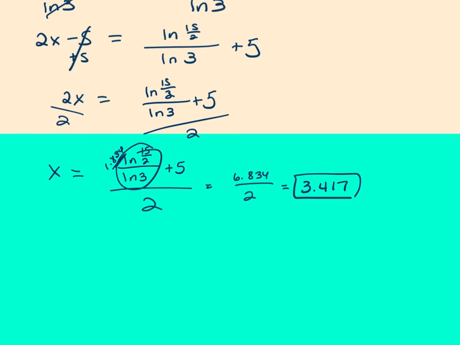Do you put it all in at the same time? You don't need to. So I did ln of 15 over 2. I'll turn this one on. ln 15 divided by 2. Hit enter. Divide that by ln of 3. Hit enter again. That's that 1.834. Add 5. Hit enter again. Then divide by 2.